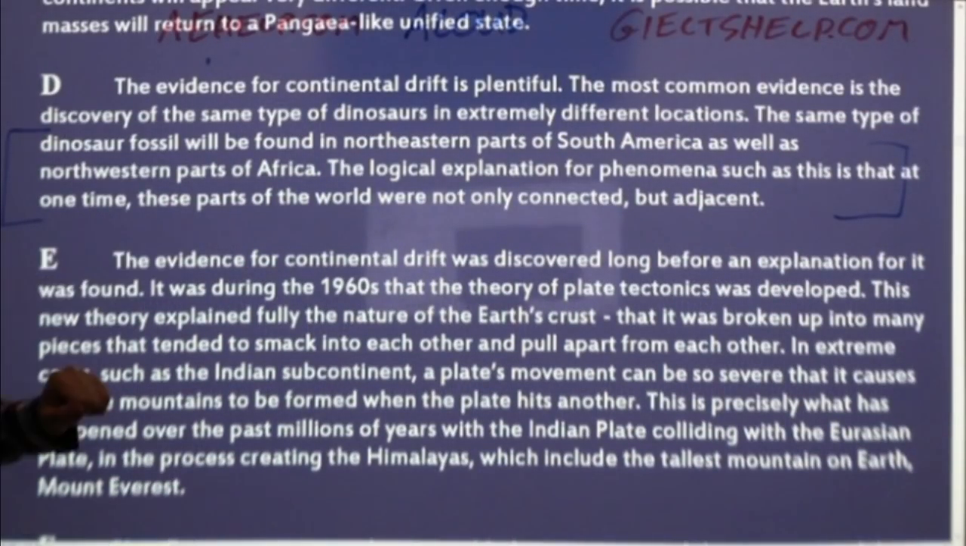Here we go. Read with me, ladies and gentlemen. The evidence for continental drift is plentiful. The most common evidence is the discovery of the same type of dinosaurs in extremely different locations. The same type of dinosaur fossil will be found in northeastern parts of South America as well as northwestern parts of Africa. The logical explanation for phenomenon such as this is that at one time, these parts of the world were not only connected, but adjacent.